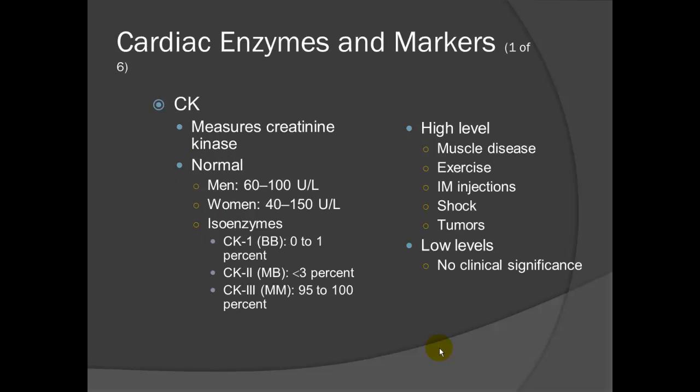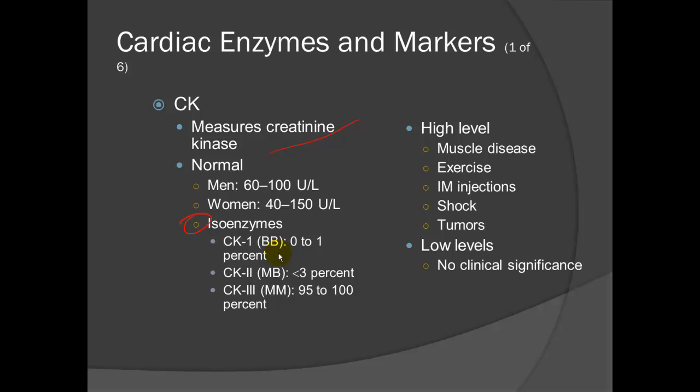Cardiac enzymes. A CK measures creatine kinase, normally in men 60 to 100, in women 40 to 150. Isoenzymes. Now here's the problem with just running a general CK. If you run a general CK and you have any muscle damage whatsoever, you're going to release this. And this doesn't have to be cardiac muscle. If we're looking at this for cardiac specific stuff, then we're going to need to look at the isoenzymes.